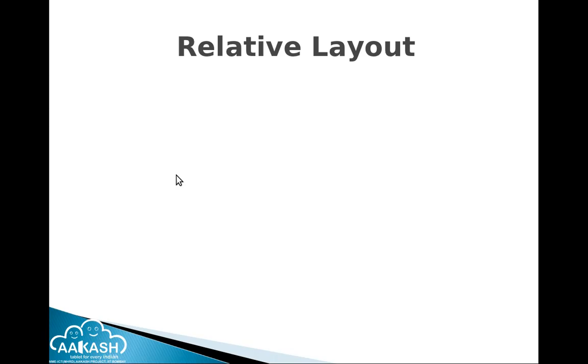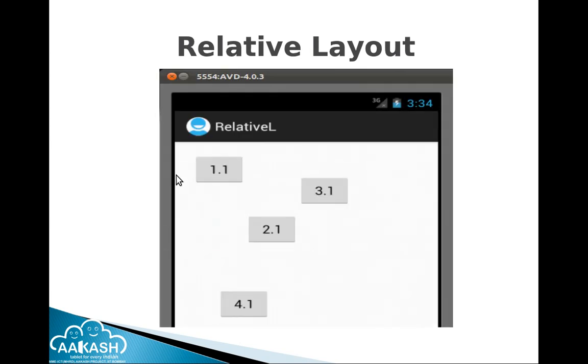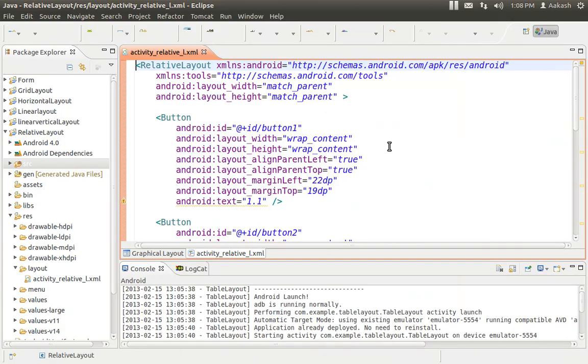Next comes relative layout. In relative layout, components can be placed anywhere. Their parameters are specified relative to each other. We can drag and drop them anywhere on the screen. Let's see the application in the IDE. This is the XML file of relative layout. In this, a few parameters are different. We'll see them.